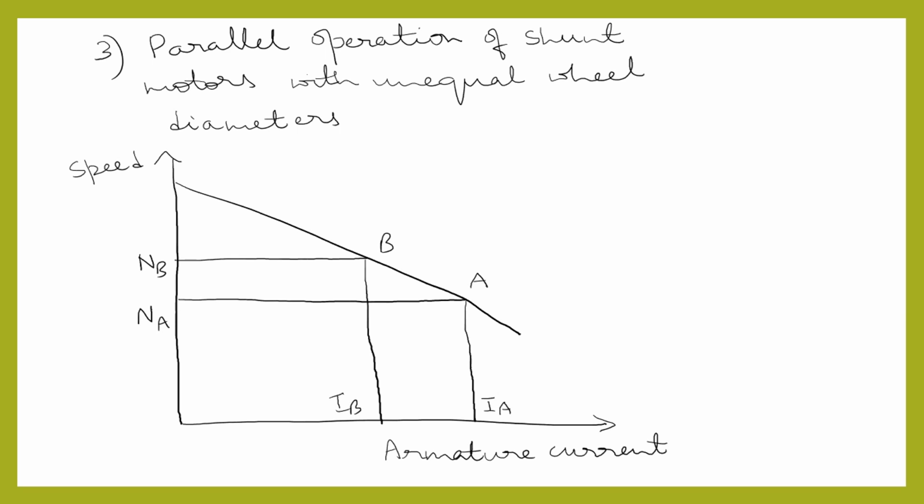So looking at the speed current characteristic, we can see that for a small difference in speed of the two motors, there is large difference in the current, which means that the two motors are loaded unequally. This is due to the flat speed current curve.